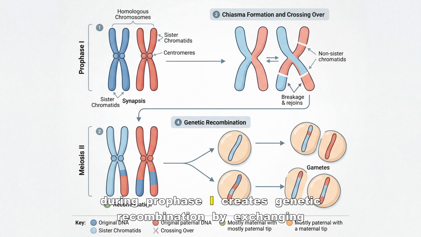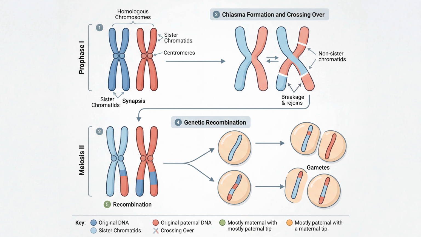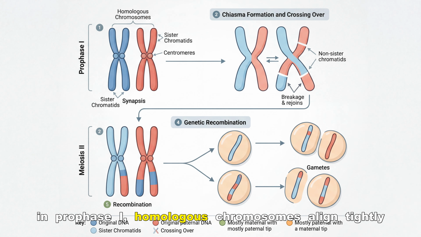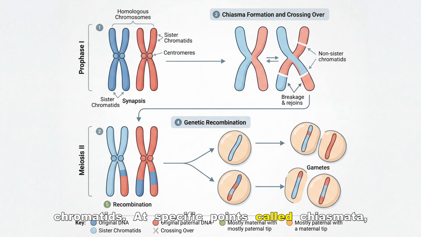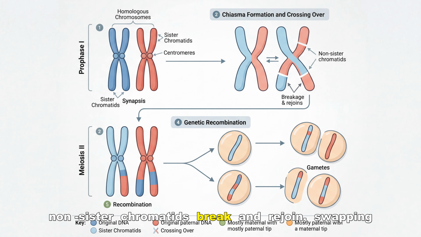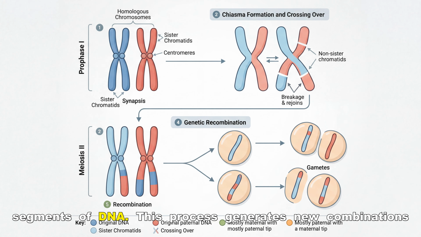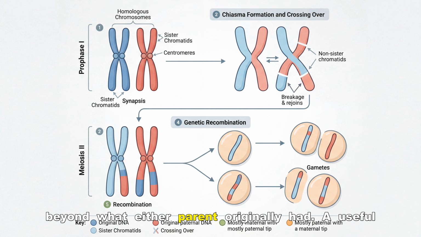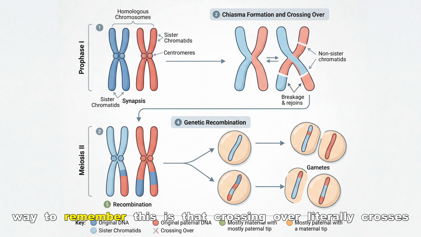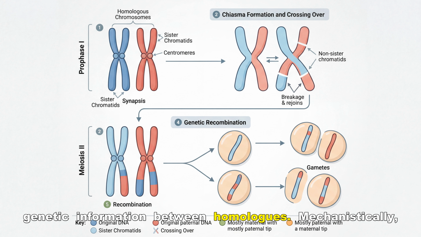Crossing over during prophase creates genetic recombination by exchanging DNA between homologous chromosomes. During synapsis in prophase 1, homologous chromosomes align tightly along their lengths, forming tetrads composed of 4 chromatids. At specific points called chiasmata, non-sister chromatids break and rejoin, swapping segments of DNA. This process generates new combinations of alleles on each chromosome, increasing genetic diversity beyond what either parent originally had. A useful way to remember this is that crossing over literally crosses genetic information between homologs.